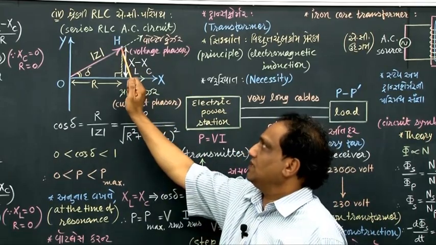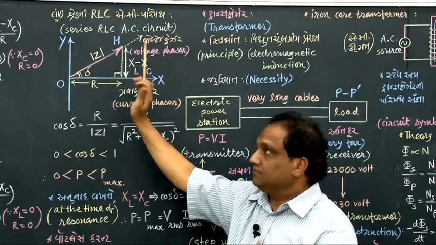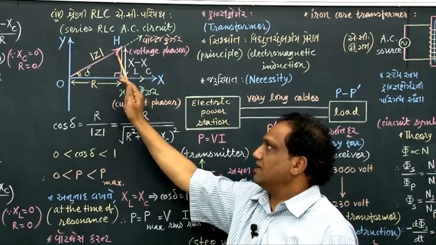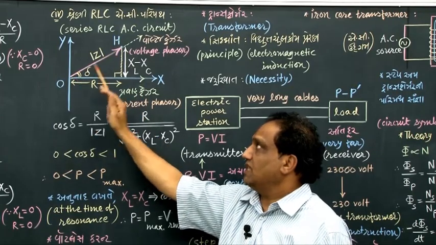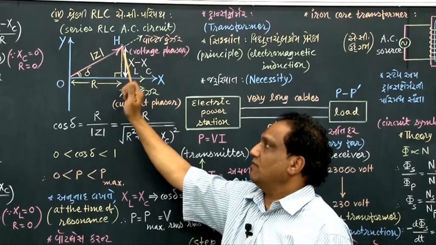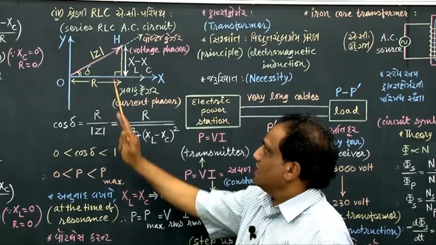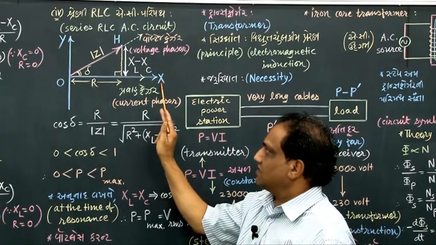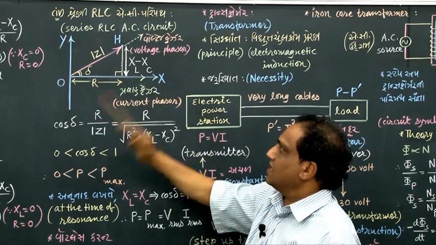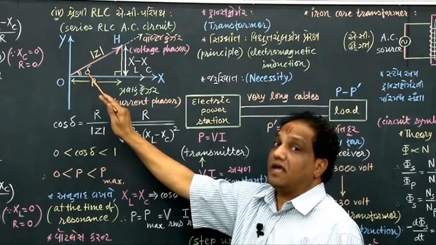Now, if you mark this point by the symbol capital H, indicating the hybrid point, and join that point with the origin, then this line segment, this much length, will give you the magnitude of complex impedance. Distance of hybrid point from origin gives us magnitude of complex impedance. Here is current phasor along positive x-axis, and here is voltage phasor, and the phase difference between voltage phasor and current phasor is delta.